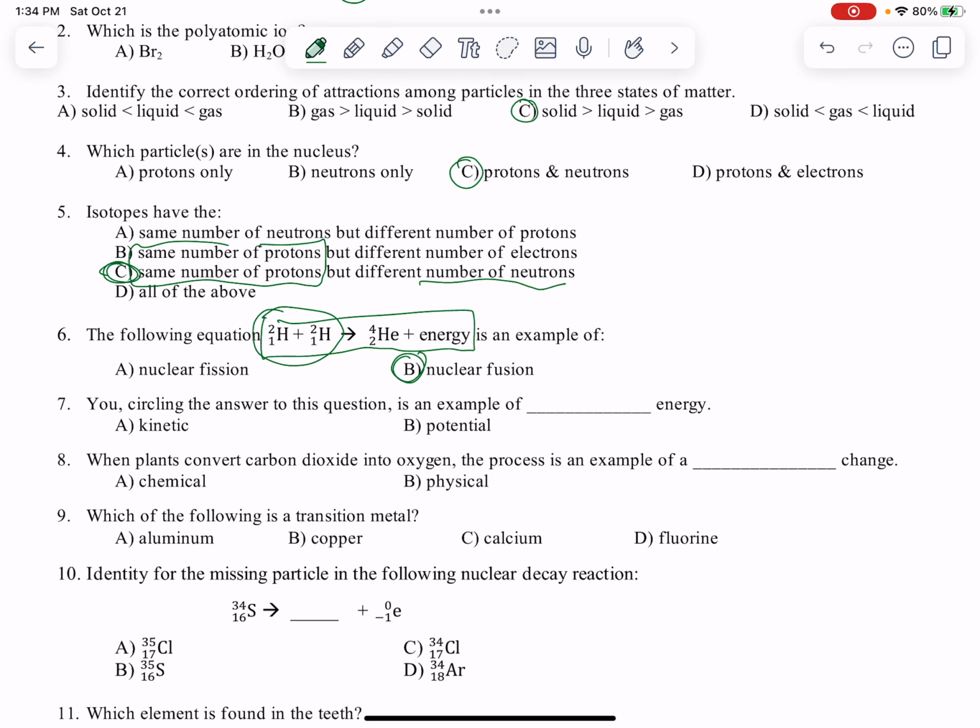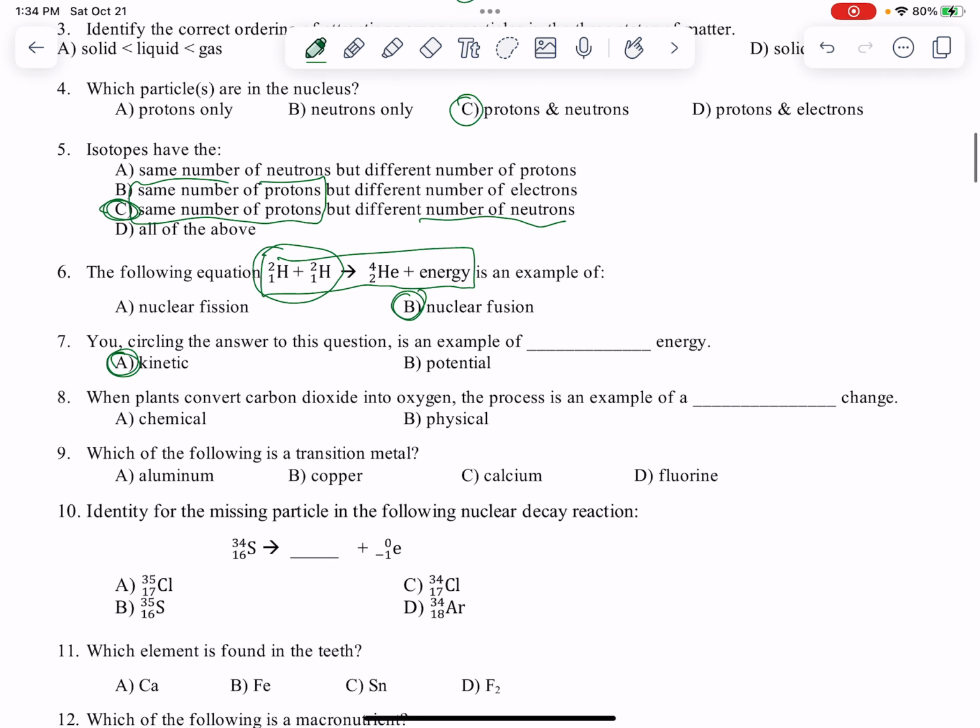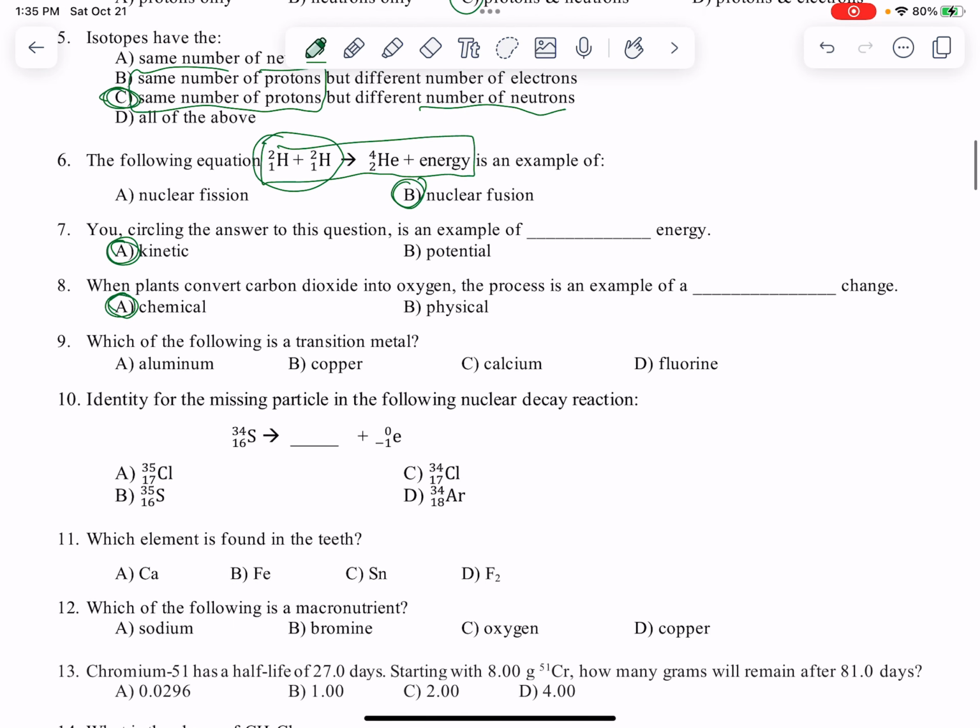You circling the answer to this question is an example of kinetic energy. You're moving. When plants convert carbon dioxide into oxygen, the process is an example of either a chemical or physical change. We're actually converting the chemical from one to another. That's chemical. Which of the following is a transition metal? That's just remembering the transition metals are there in the center of the periodic table.